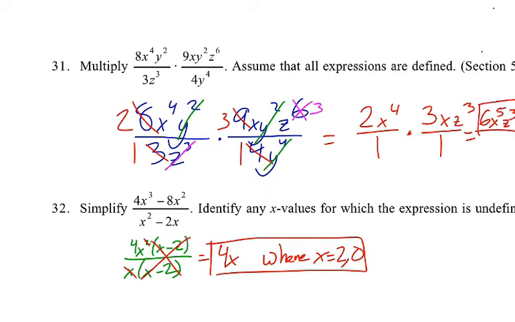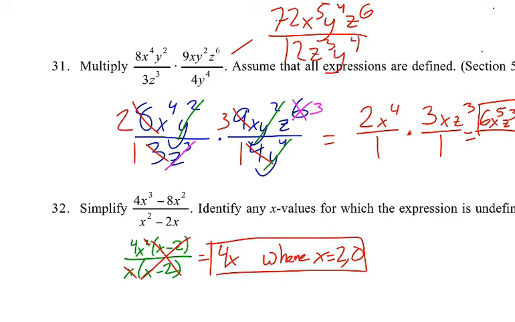Now, as I said, you could also do this without canceling anything off to start. You would just go through and multiply it out. So 8 times 9, x to the fourth times x, y to the second times y squared. In fact, let me just do that right above here. Another way you could do this is multiply the numerators. So again, 72, x to the fourth times x is x to the fifth, y squared times y squared is y to the fourth, and I'd have z to the sixth still, all over in our denominator, 3 times 4 is 12, z to the third, y to the fourth.